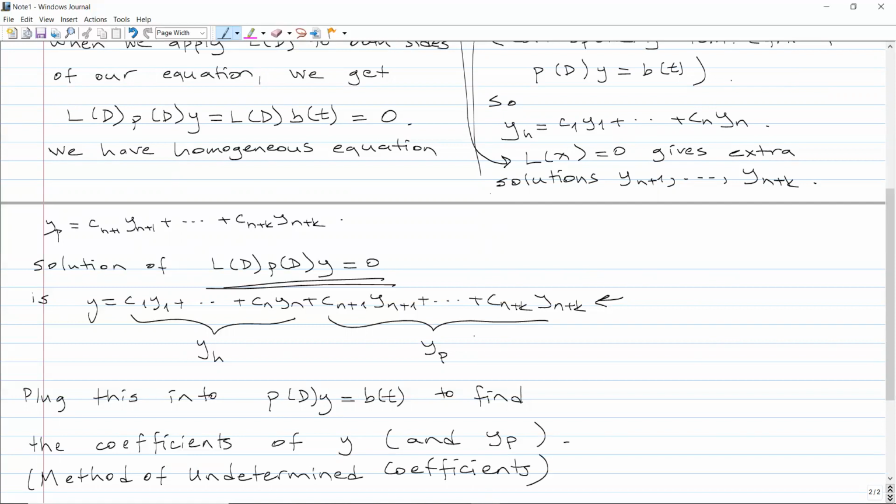But we are just using a different method. Instead of guessing the form of yp and then plugging it into the equation to find the coefficients, we consider a more general form, and this is going to give us both the homogeneous solution and the particular solution. Now, let's see how to do this in an example.